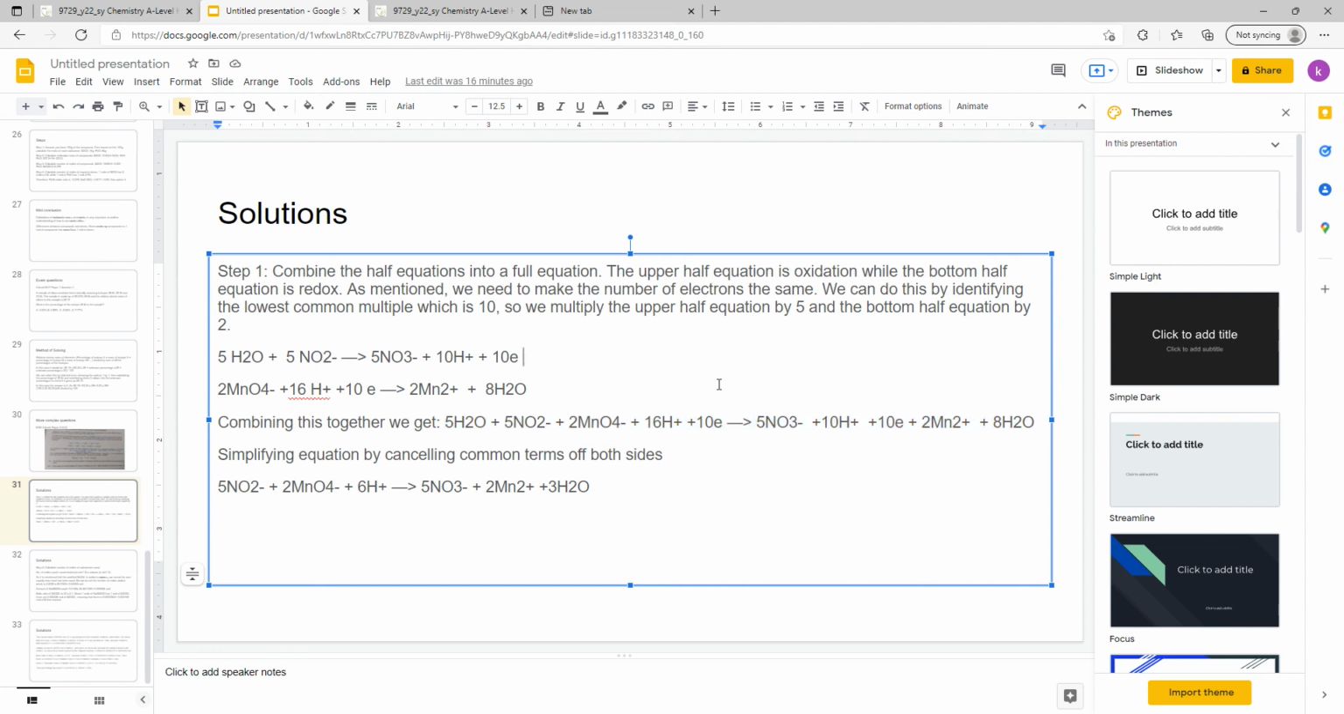But we are not done yet, because as we can see, there are some common terms. For example, we have 5H2O on the left and 8H2O on the right, and 16H+ on the left and 10H+ on the right, as well as 10 electrons on both sides. Thus, we can cancel them off. Thus, our final equation will look something like this.